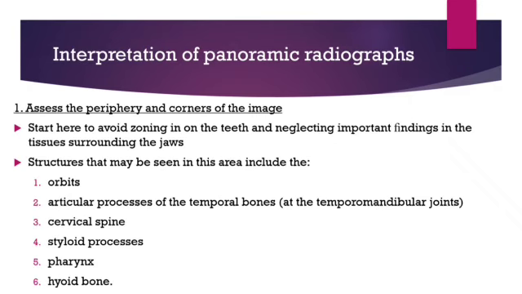Assess the periphery and corner of the image. By doing that, we avoid zeroing in on the teeth and neglecting important findings in the tissues surrounding the jaws. The structures that may be seen in this area would be the orbit, articular process of the temporal bone, cervical spine, styloid process, pharynx, and hyoid bone.